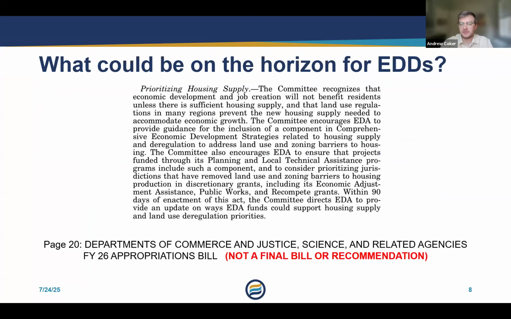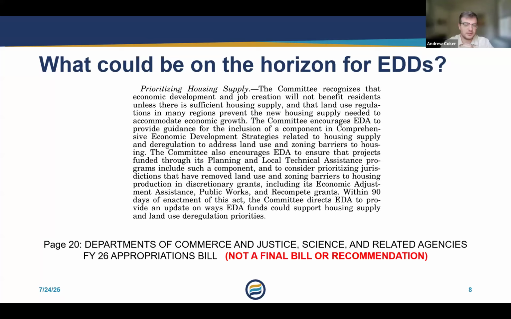So what could be on the horizon? Last week, we saw the Departments of Commerce and Justice and Science and related agencies fiscal year 26 appropriations bill come out of the Senate committee. This is listed on page 20 of the bill if you want to take a look at how EDA might be affected by some of the new appropriations talks going on.